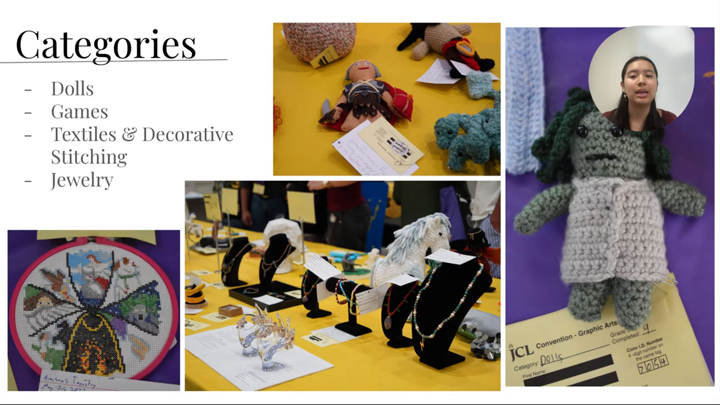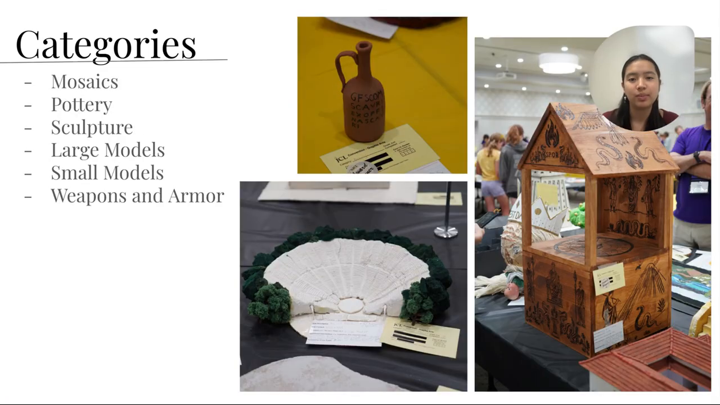Jewelry should be handmade and it should be mounted. Next up, we have mosaics, pottery, sculpture, large models, small models, and weapons and armor. Mosaics should be made on a firm background with no spaces between the tesserae. Tesserae are going to be firmly placed and of similar size.